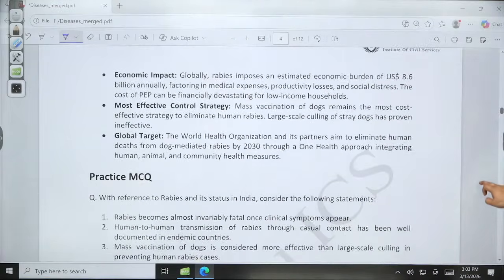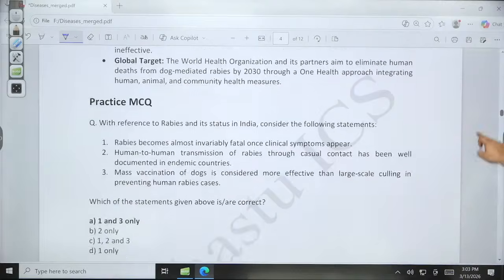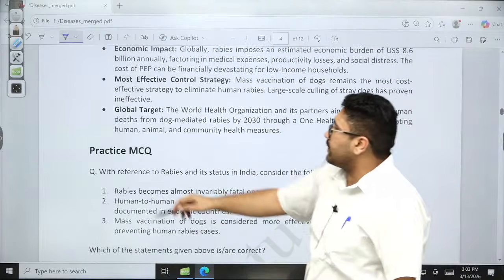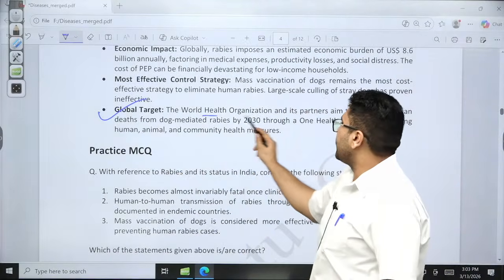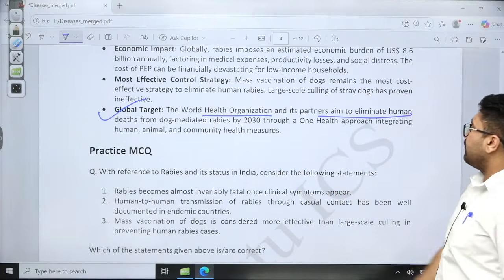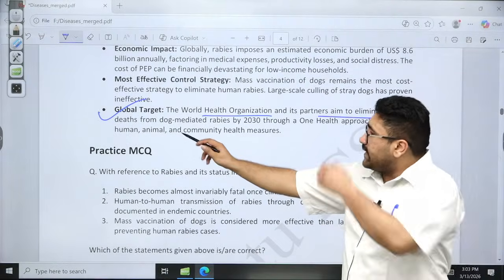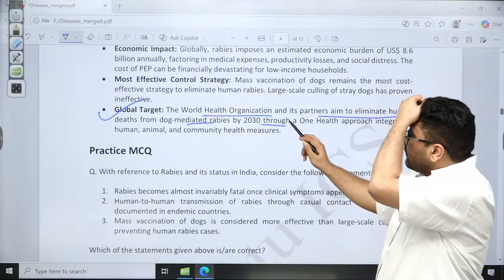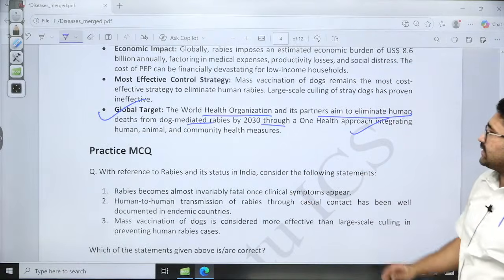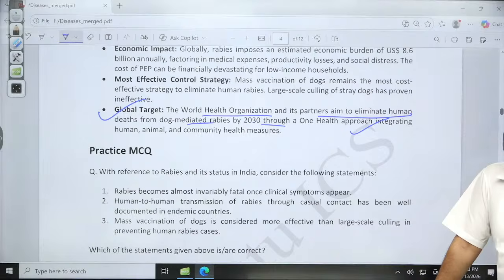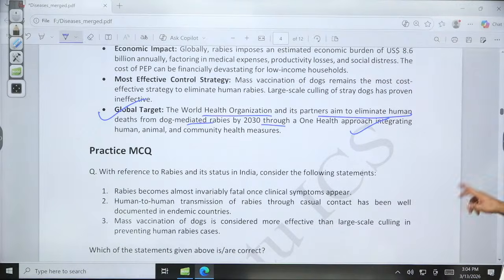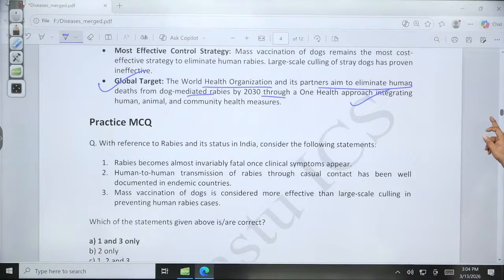So with this, there is also one global target that you should remember: WHO and its partners aim to eliminate human deaths from dog-mediated rabies by 2030 under the One Health approach, integrating human, animal and community health measures. So 2030 is the target year for eliminating rabies globally. Now for this we also have one practice question.